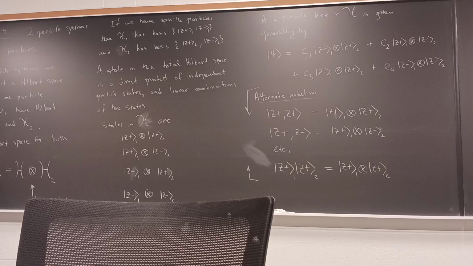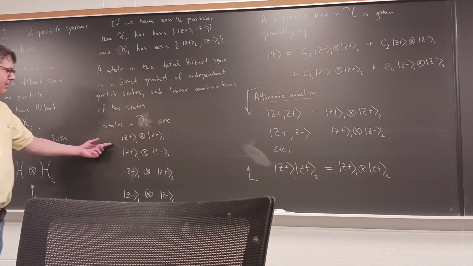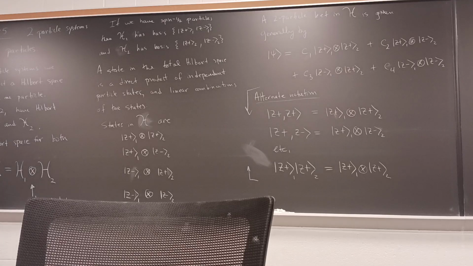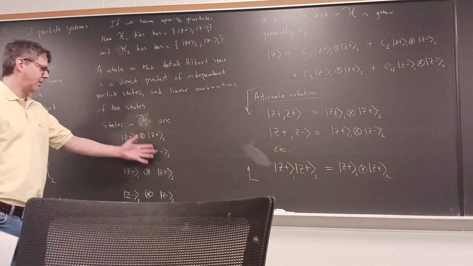Okay, so to emphasize this again, the Hilbert spaces are independent. We just take direct products, so that each particle can be thought of as completely independent in terms of the Hilbert space here, and we just mash them together to create this larger Hilbert space in this direct product space.